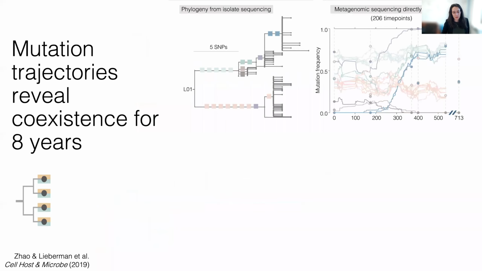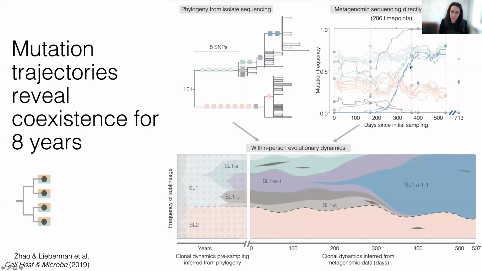And we're lucky enough that we can do this because not only do we have isolate data, but we also have very frequent time points from metagenomics from the same subject. So we have metagenomic sequencing every other day for 2 years. And so we can take what we know about how the mutations are connected from the isolates and combine that with the mutational frequency from the metagenomics and create this diagram of how these bacteria were evolving in vivo.